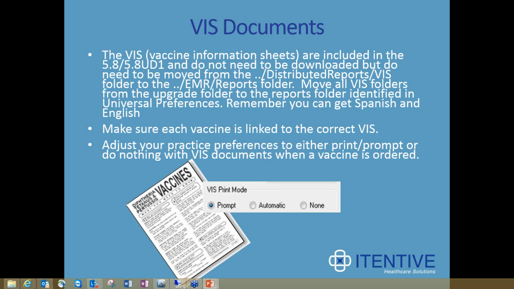The VIS documents, they are included in 5.8 UD1 and do not need to be downloaded, but do need to be moved over into your distributed reports, and I've given you the link there. Go ahead and make sure that you do move all Spanish and all English. Make sure that each vaccine is linked to the correct VIS. And go ahead and adjust your practice preferences to either prompt to print or do nothing with a VIS document when a vaccine is ordered. We talked about that in practice preferences.